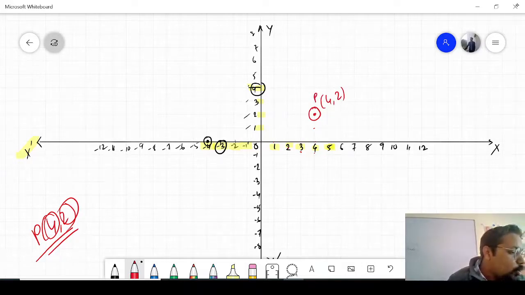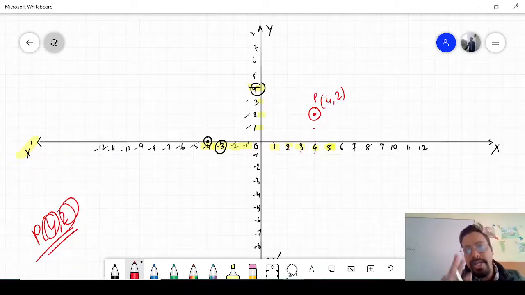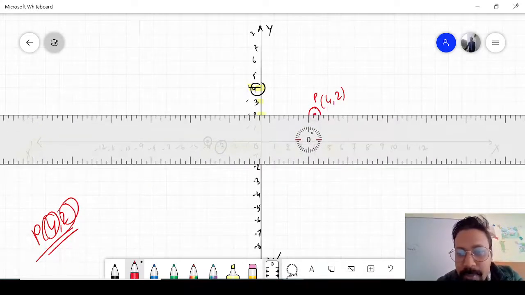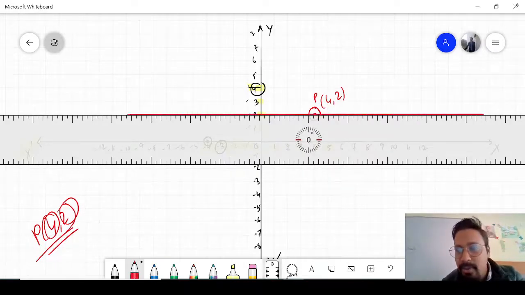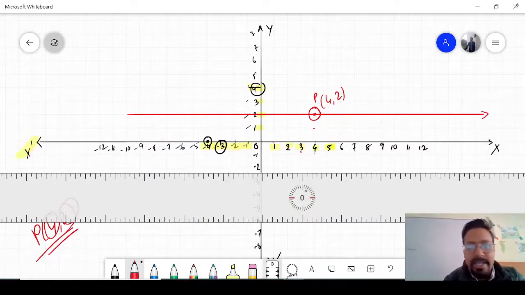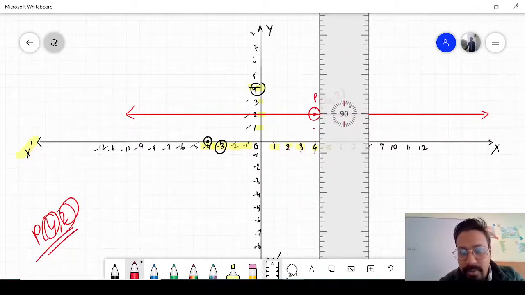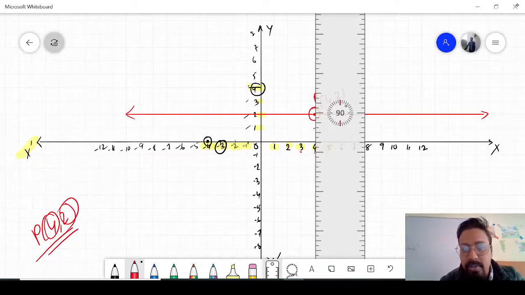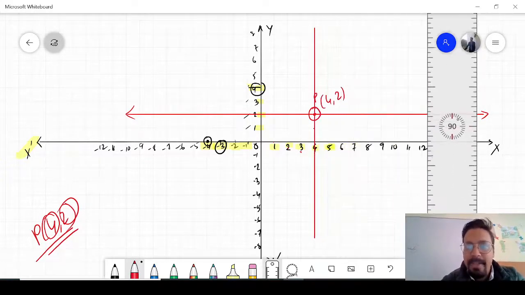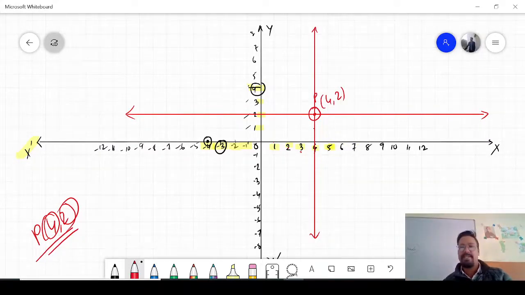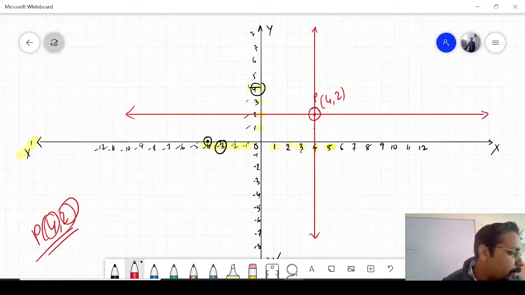Now draw the lines through P parallel to the coordinate axes. So we have to draw 2 lines, one parallel to the x-axis and one parallel to the y-axis, but both have to pass through P. So let us draw the line which passes through P parallel to the x-axis, and then a line which passes through P parallel to the y-axis. So now we have drawn 2 lines, simple, both passing through P.